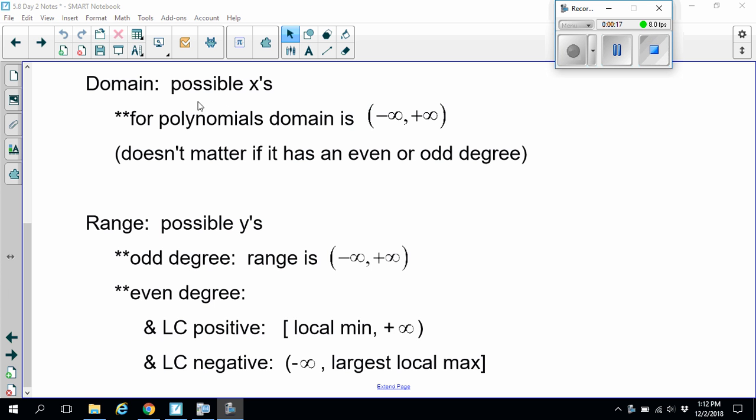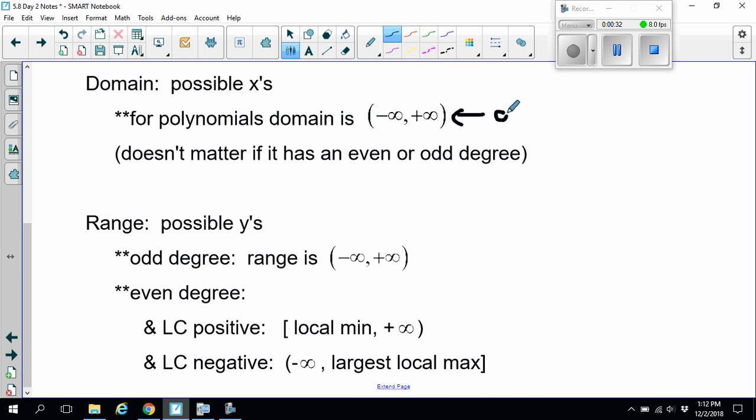Remember, domain are all your possible x values. So that's dealing with your x-axis. For every single polynomial function, the domain will always be negative infinity to positive infinity. So make sure you make note of that in your notes. So it will always be negative infinity to positive infinity, no matter what type of polynomial function you have.